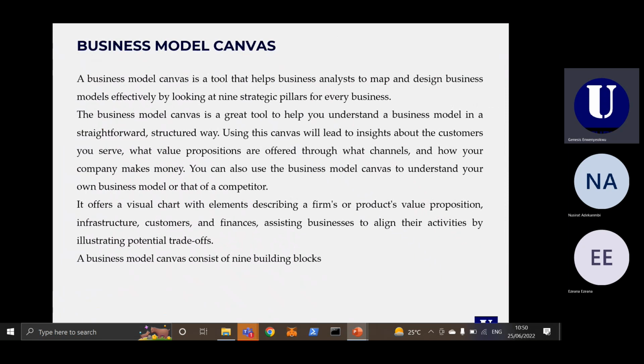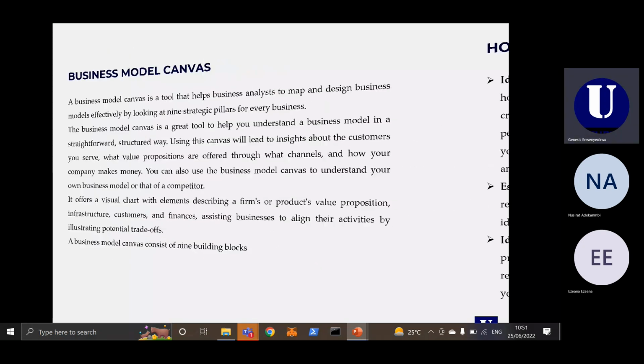The business model canvas is a great tool to help you understand a business model in a straightforward, structured way. Using the business model canvas will lead to insights about the customer you want to serve, what value propositions are offered through their channels, how your company makes money, and you can also use it to understand your own business model or that of your customer. A business model canvas has 9 pillars, which is 9 building blocks, right?